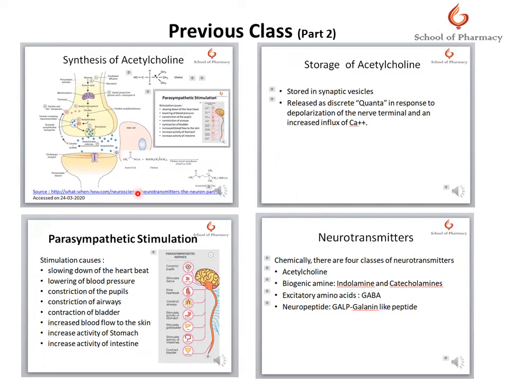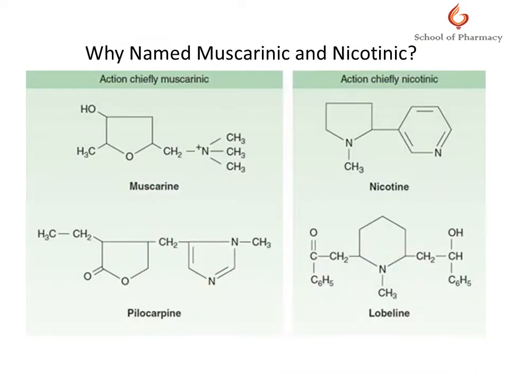So this was the previous session which we covered, and then we started the cholinergic receptors: muscarinic and nicotinic receptors. Before we go further, we should know why the muscarinic and nicotinic receptors are named so. Muscarinic comes from the word muscarine, a toxic alkaloid found in fly fungus and mushrooms, and it was the first compound used to check the activity in the parasympathetic nervous system.